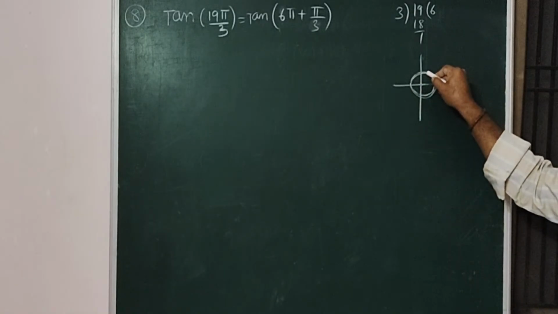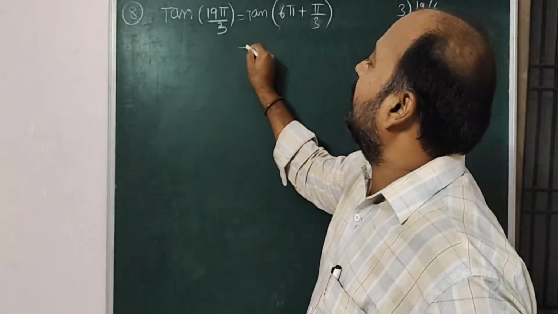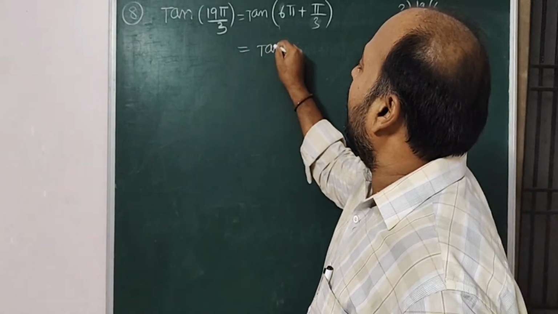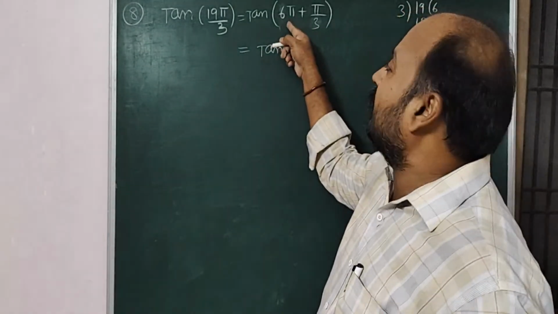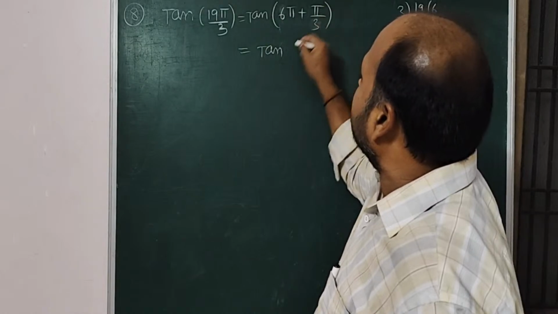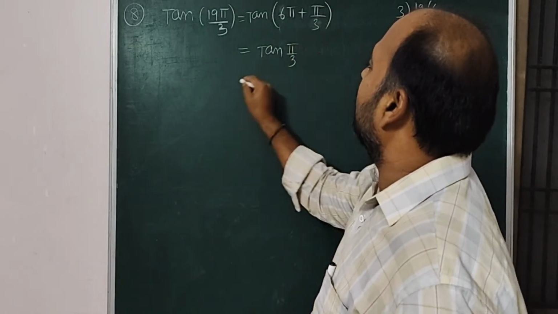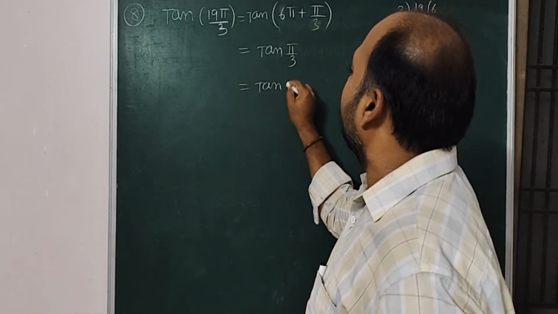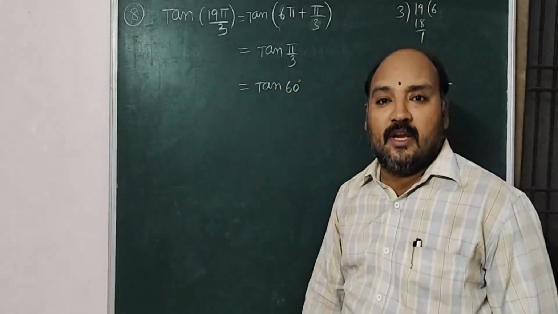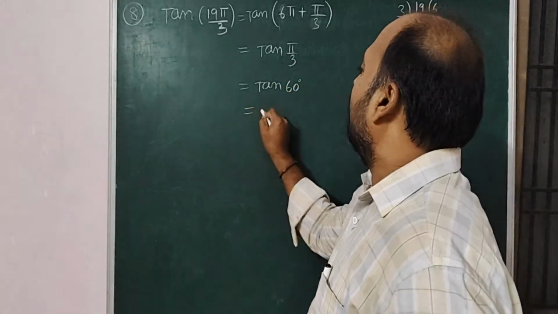It will be in the first quadrant. In the first quadrant, tan is positive, and 6 pi is an even multiple of 90, so tan only will come. Theta is pi by 3. So that is equal to tan pi by 3, which means 60 degrees, 180 by 3. Tan 60 is root 3.